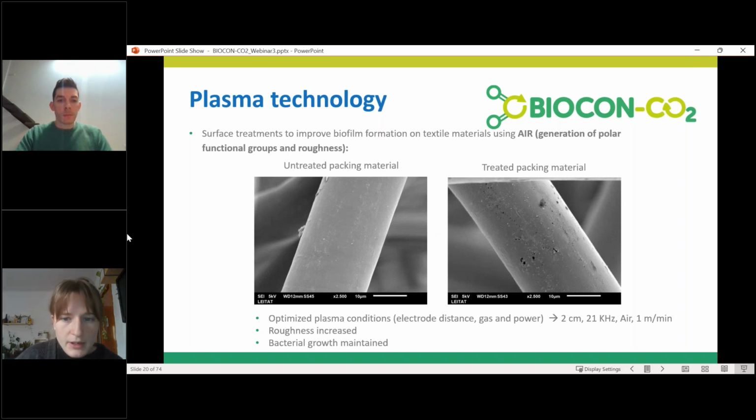Okay, here we have an example of the treatment of plasma using gases, meaning that we are modifying the morphology and introducing polar permanent groups. And here we can see a fiber without treatment and one treated, and we can see how the roughness is increased, and we optimize the conditions of the treatments, since we can play with electrode distances, gases, and power. And in this case, with this increased roughness, we observe bacterial growth as well.